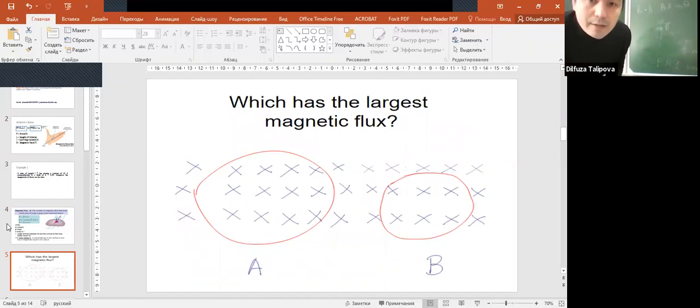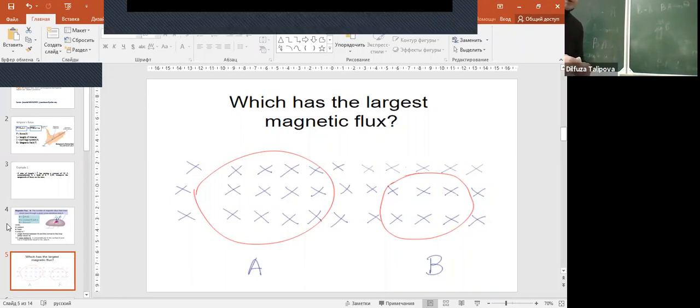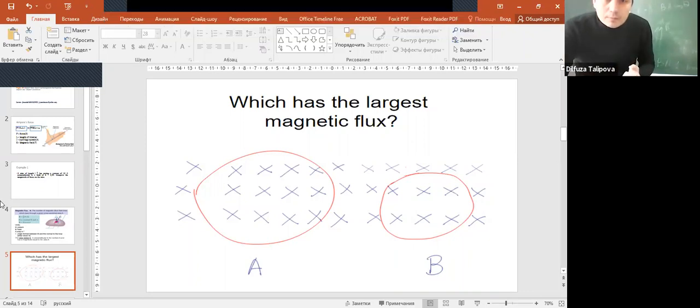Which has the largest magnetic flux, A or B? It depends on the amount of the magnetic field lines. If there are more magnetic field lines, it means that the magnetic flux is bigger than the others. So A is bigger than B here, because here there are more magnetic field lines, and here there are fewer than A.